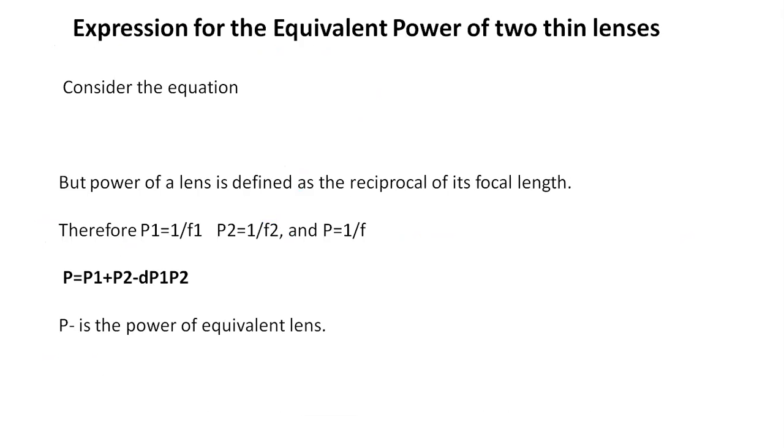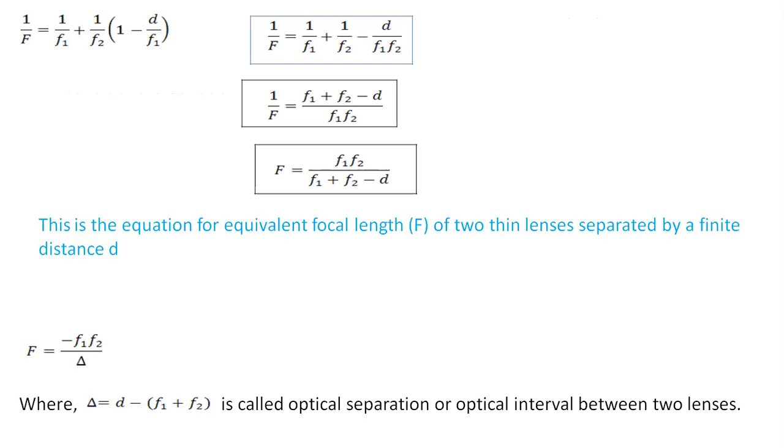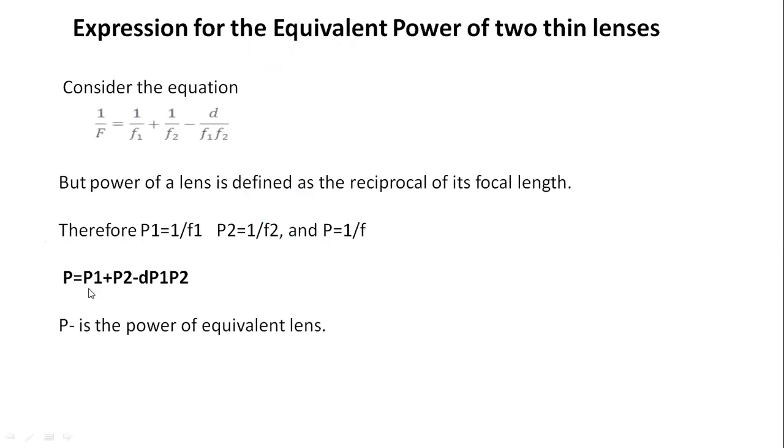We know that the power of a lens is nothing but the reciprocal of the focal length. Therefore, P1 is equal to 1 by F1, P2 is equal to 1 by F2. Now the equation 1 by F is equal to 1 by F1 plus 1 by F2 minus D by F1 F2 becomes, with 1 by F as P, P is equal to P1 plus P2 minus D P1 P2. Yes, this is the equation: P is equal to P1 plus P2 minus D P1 P2.